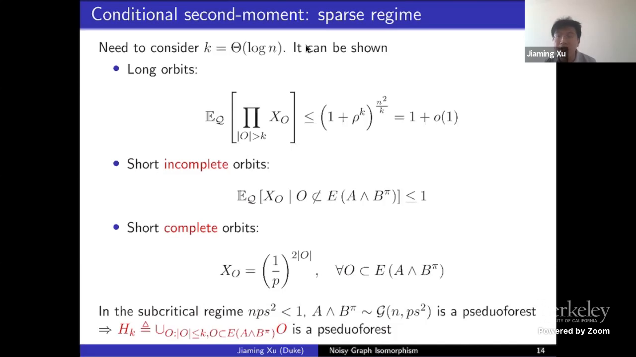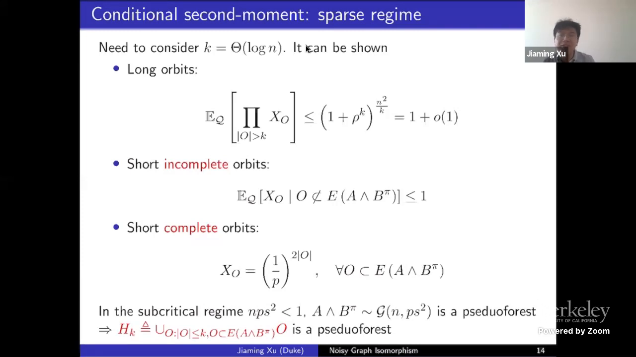Okay, so because of this pseudoforest constraint, this naturally limits the number of complete orbits that can occur in the intersection graph. In particular, we look at this union of all the short complete edge orbits. We call it H_k here. And H_k is again a subgraph of the intersection graph. So it is a pseudoforest.